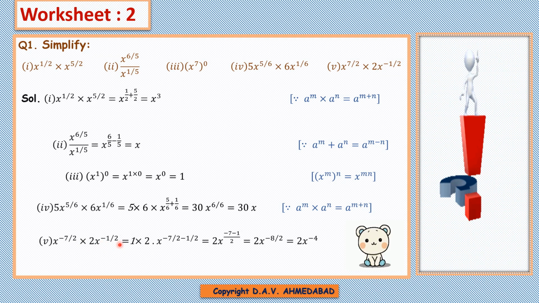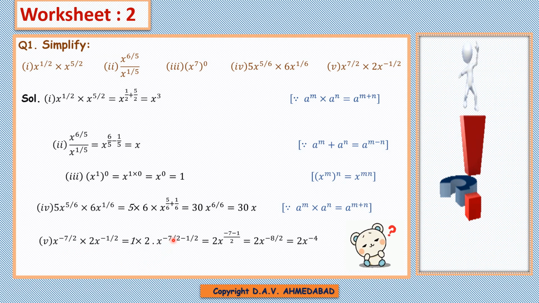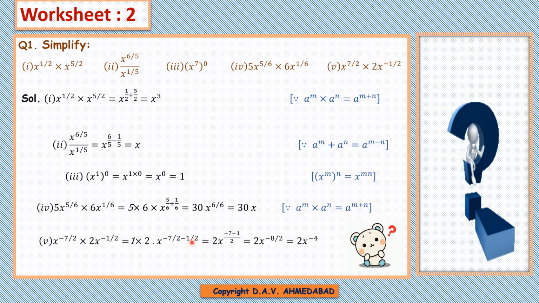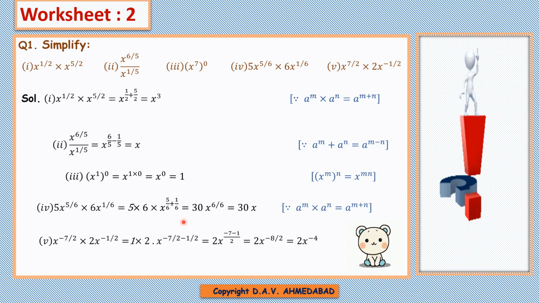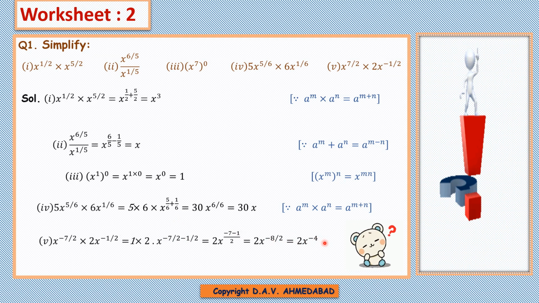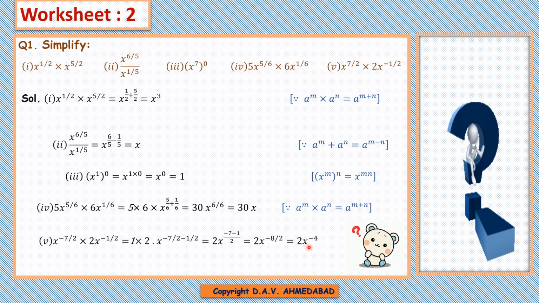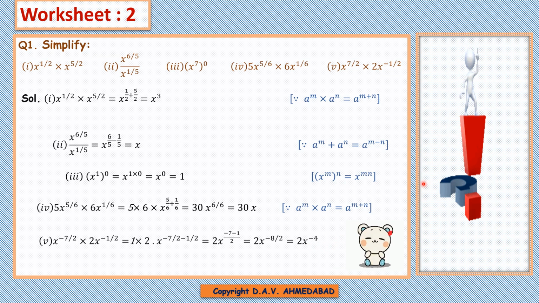Fifth part is x raised to the power 7 by 2 into 2x raised to the power minus 1 by 2. So 2 into x raised to the power 7 by 2 plus minus 1 by 2. So 7 minus 1 means 6... so the power is 6 by 2, which is 3. Understood, children?